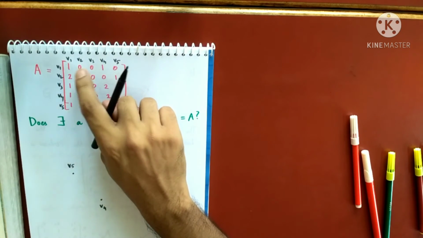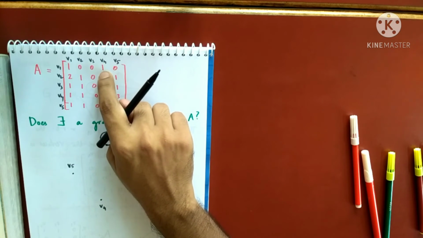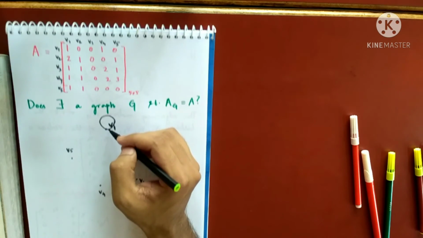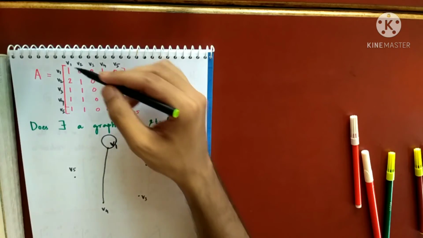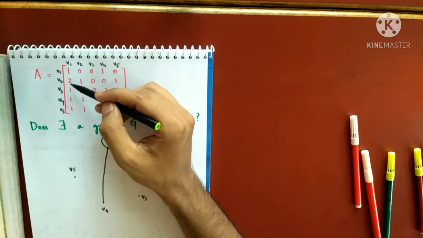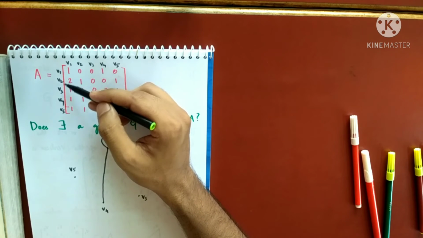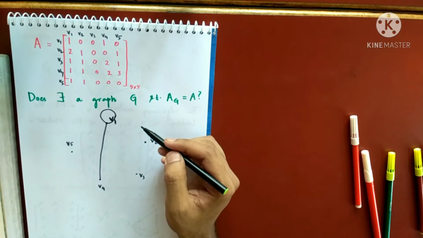Next, V1 to V2, no edges. V1 to V3, no edges. V1 to V4, one edge. So V1 to V4, one edge, as you can see. And V1 to V5, 0, no need to draw. So this is what? V2 to V1, there are two edges.